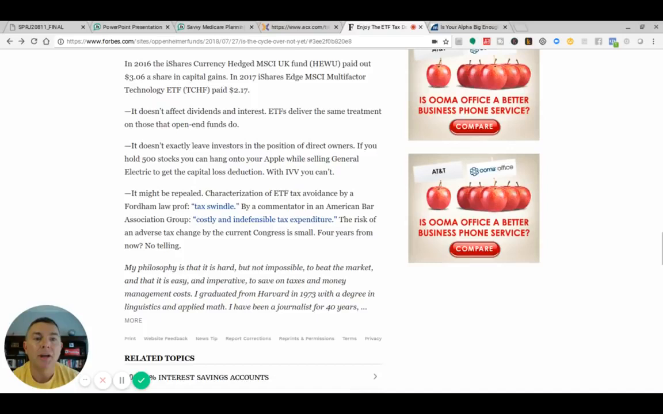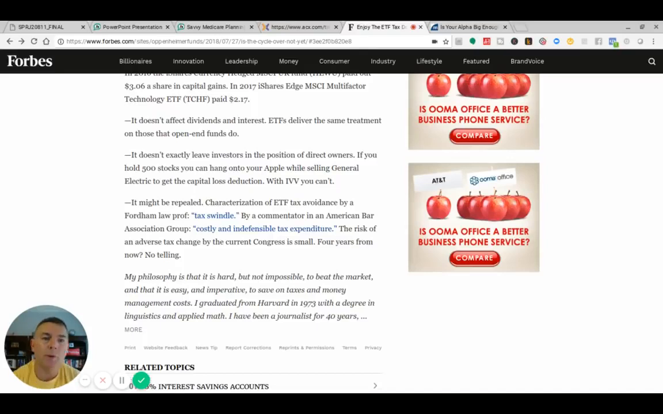But I do always see the characterization of ETF tax avoidance by a Fordham law professor who says it's a tax swindle. I couldn't care less what a Fordham law professor says. If you follow some of these Fordham professors, they're just insane people. No other way around that. So a tax swindle, anything's a tax swindle when you can have a loophole, all right?